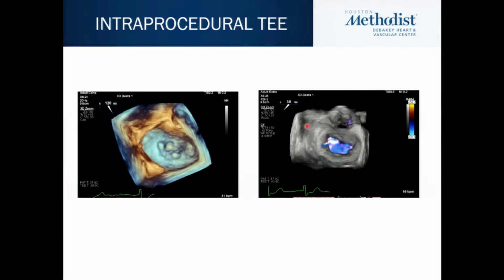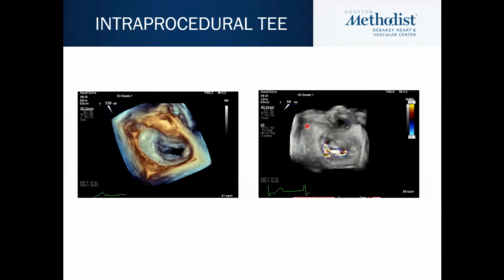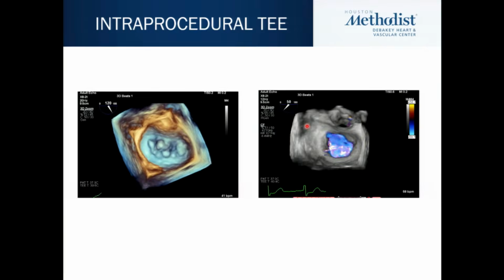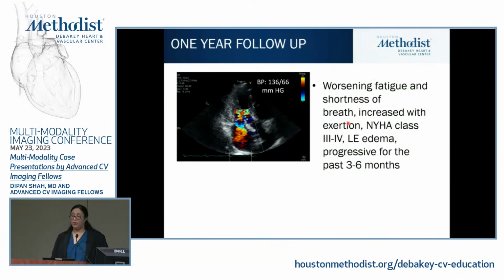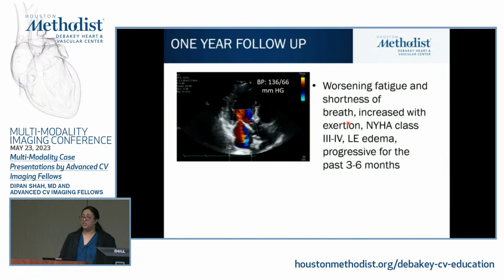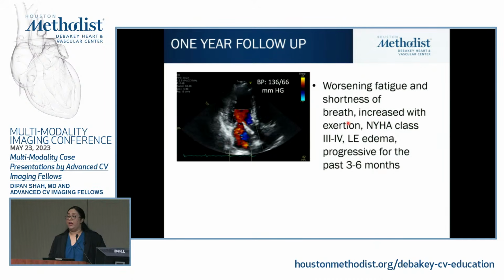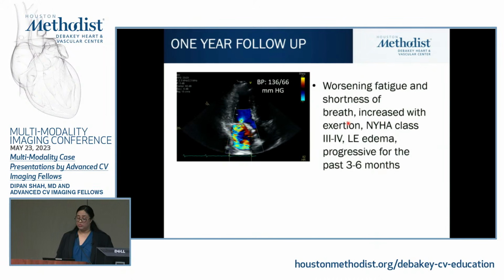A month later in clinic, he felt better. His symptoms had started to improve, and the plan was to get him back to evaluate mitral regurgitation in a few months. But he was lost to follow up, and he came back a year later with worsening fatigue, shortness of breath, increased with exertion, NYHA class 3 to 4, had lower extremity edema, and these symptoms were present and progressively worsening for the past 3 to 6 months.